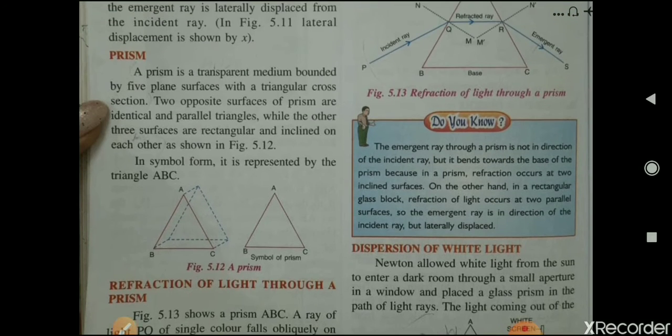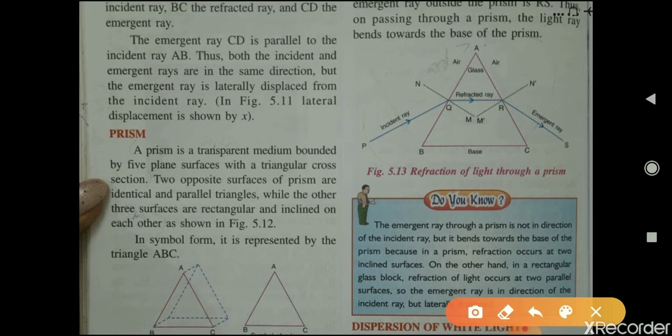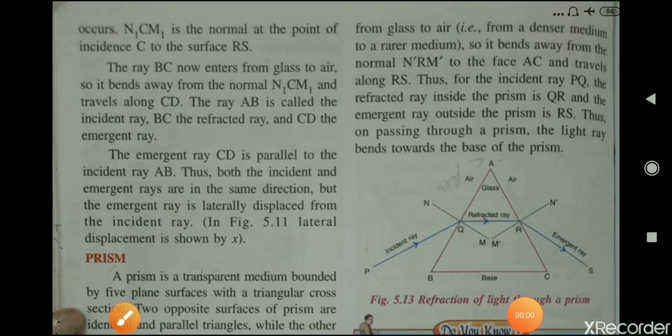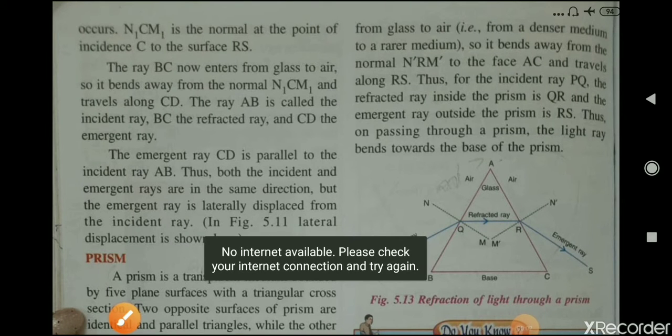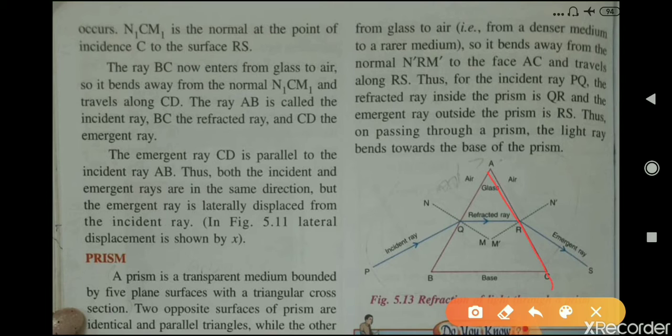At the face AC, you can see here, this is the refracted ray QR. It bends towards the normal. Now, at this surface AC, another refraction occurs, and QR, this refracted ray, falls on this surface AC. Now this ray travels from denser to rarer medium, and when the ray travels from denser to rarer medium, it bends away from the normal.